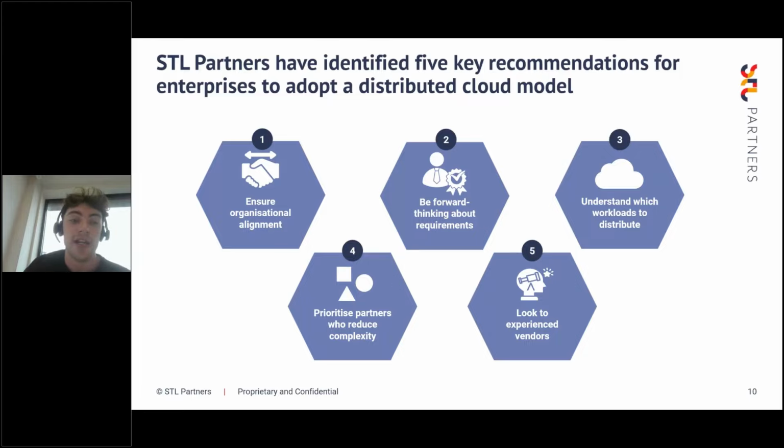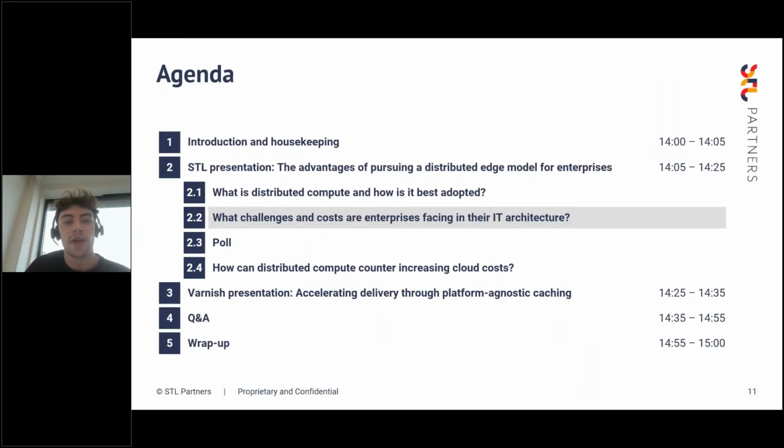And finally, enterprises should look to experienced vendors for expertise, looking for those who are experienced in handling distributed compute and will guarantee that there's a clear observability of what workloads are running where and how they're performing. So it's really important to bear these recommendations in mind as I run through some of the findings from our survey. So in this next section, we're going to be looking at what the challenges and what the costs are that enterprises are facing within their IT architecture.